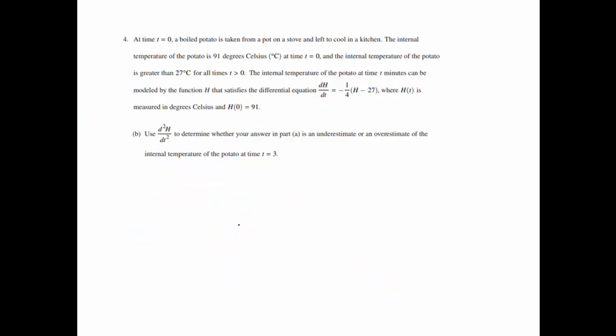Part B, use d squared h over dt squared to determine whether your answer in part A is an underestimate or overestimate of the internal temperature of the potato at time t equals 3. So first of all, we need to figure out what that means. That means the second derivative, and they've already given me the first derivative. So I just need to take the derivative of the first derivative, and then that will give me the second derivative. So d squared h over dt squared will equal the derivative of this.